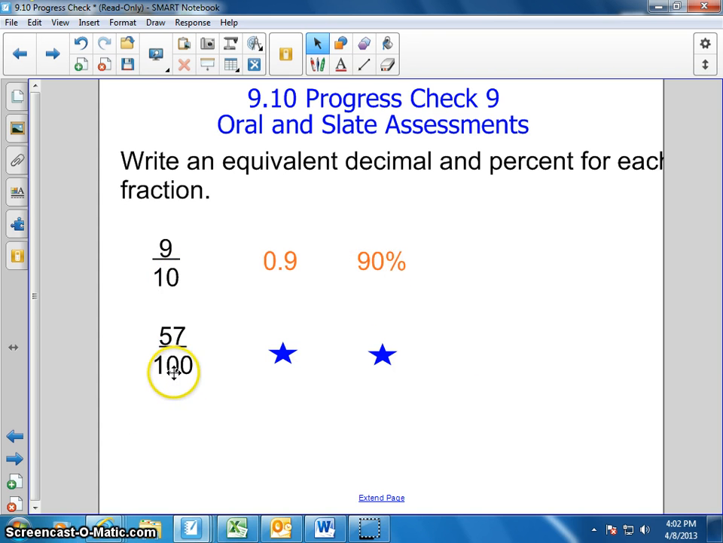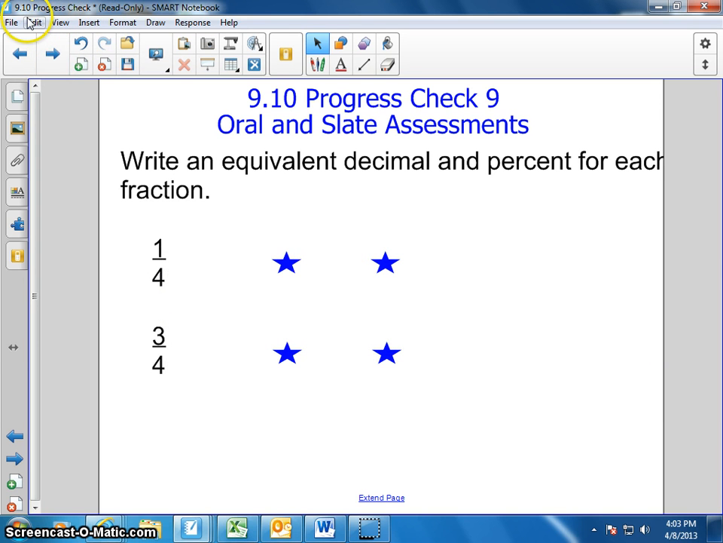Here our fraction is out of 100, so this is pretty easy. We have 0.57 or 57/100ths, and then 57%, because remember, percent means out of 100. Here we have some easy fractions as well. When we have fractions that are out of 4, it's easy to think money and think quarters, so what's 1/4? 25 cents or 25/100ths. And then 25%. And then 3/4 would be 75/100ths or 75%.